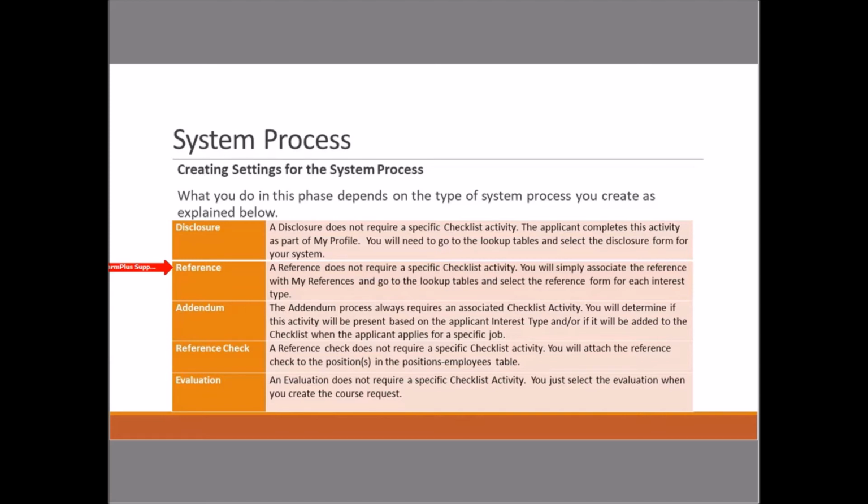And the last one is evaluation. It's the easiest because once you've created it, you don't have to go and do anything else with it. Once it's been created, it just shows up in the drop-down of options on the course request screen. Okay, so now let's go over in a little detail what I mean by all these different setups. So I've created my process, and now I've got to tell the system how to use this process.